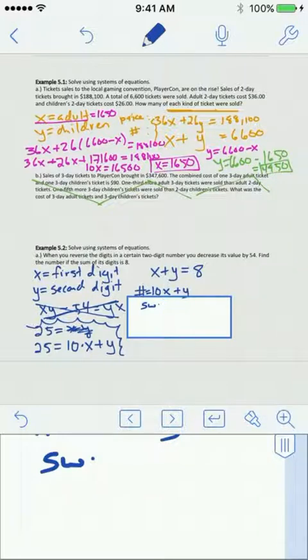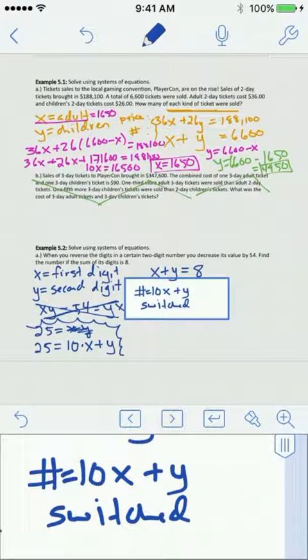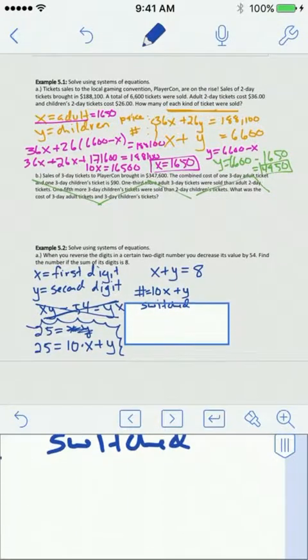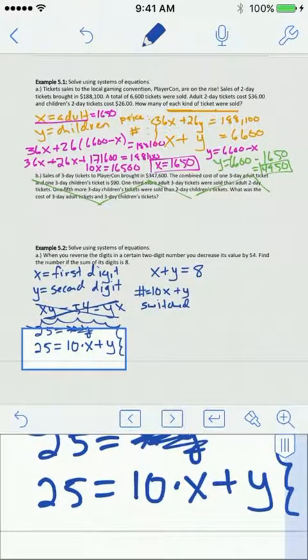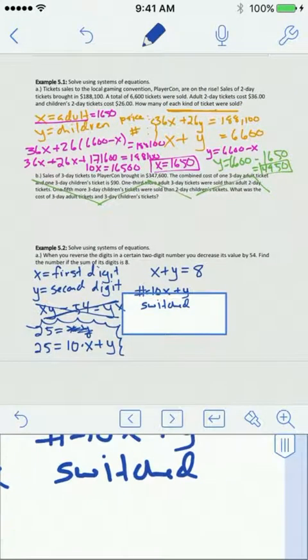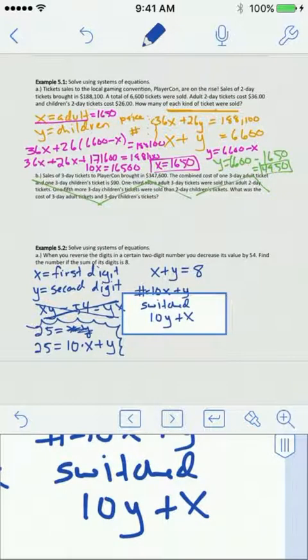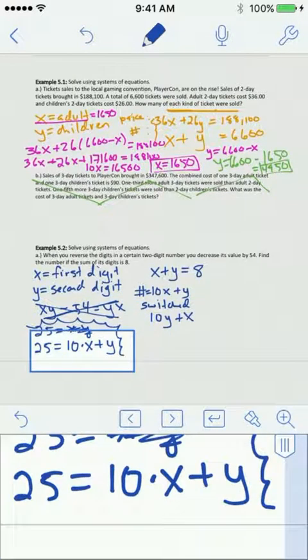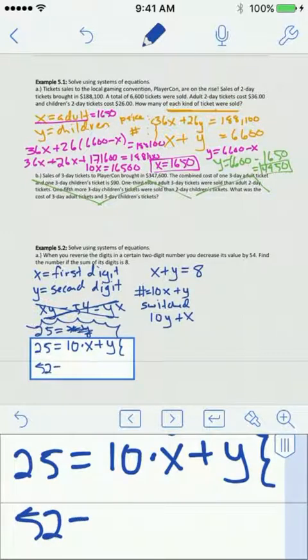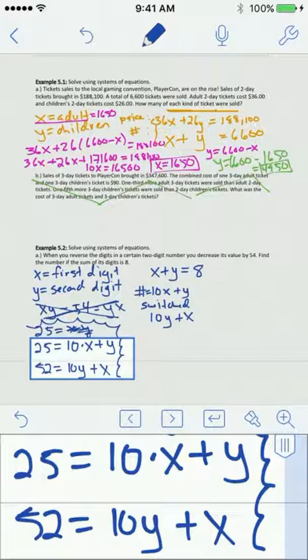So if I were to talk about my switched number, what would that one look like? My switched number, my reverse number, is going to be flipped around. This time it's going to be 10 times the y, right? In other words, if I knew it was 25 and I wanted to switch that to 52, I would multiply the 5 by 10 and add the 2. So my switched number would be 10y plus x, right? And again, if that didn't make sense, make sure you pause the video and talk about it. So that would be my switched number.